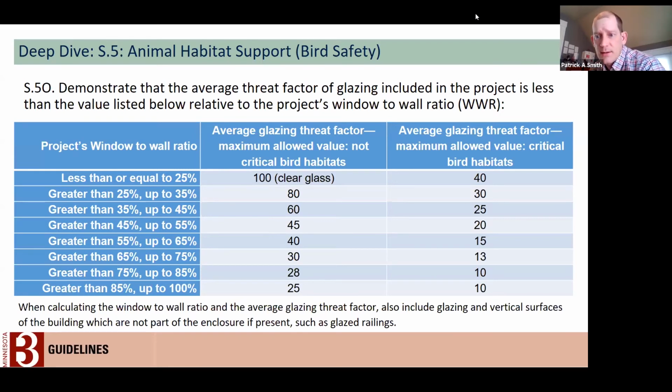This pretty quickly will let project teams say, well, I've got this window to wall ratio and here's my maximum threat factor. And then you know how much glazing you have. So it's determining how much glazing you have plus the threat factor of each individual portion of that glazing. There is a little calculation involved with this, but we view this as less of a burden than the existing bird safe requirement.